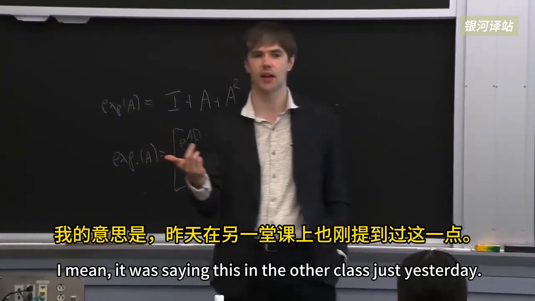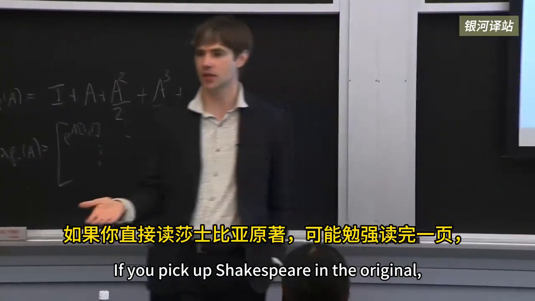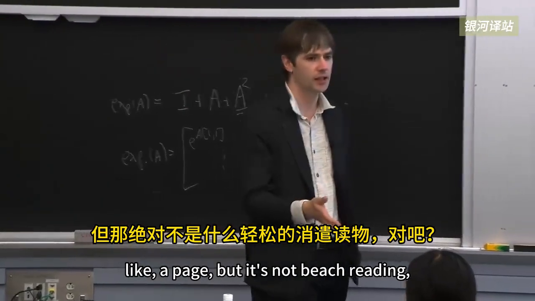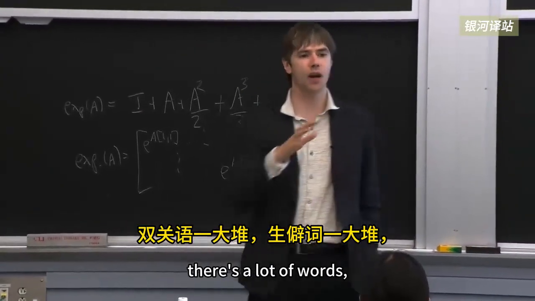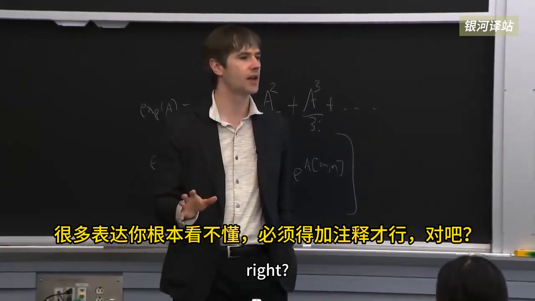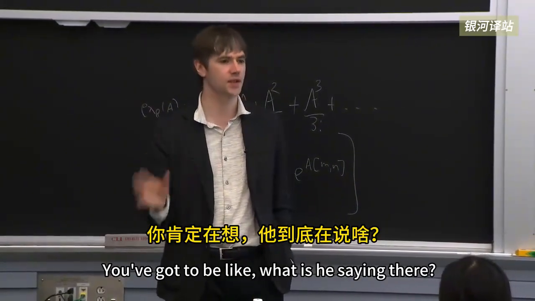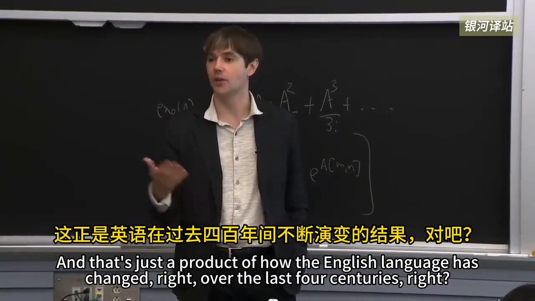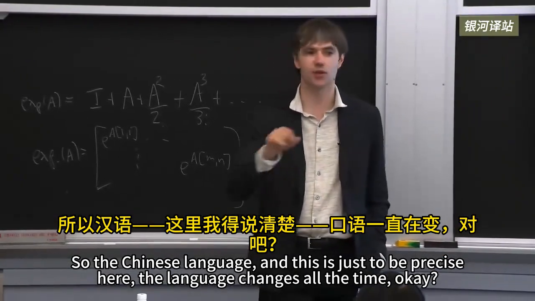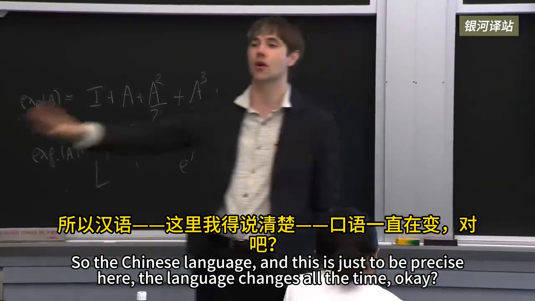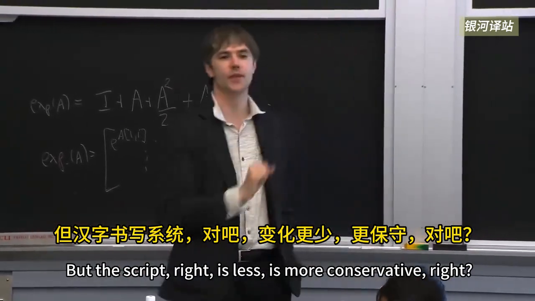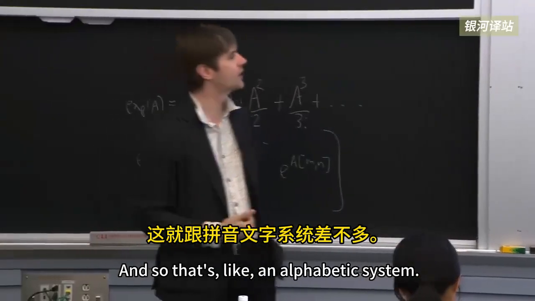I was saying this in the other class yesterday. If you pick up Shakespeare in the original, you might be able to get through a page, but it's not beach reading, right? There's a lot of jokes, a lot of words, a lot of vocabulary that you totally need glossed, even as an educated person, right? You've got to ask, what is he saying there? And that's just a product of how the English language has changed over the last four centuries. So, to be precise here, the Chinese language changes all the time, okay? But the script is more conservative. It changes less. And so that's like an alphabetic system.